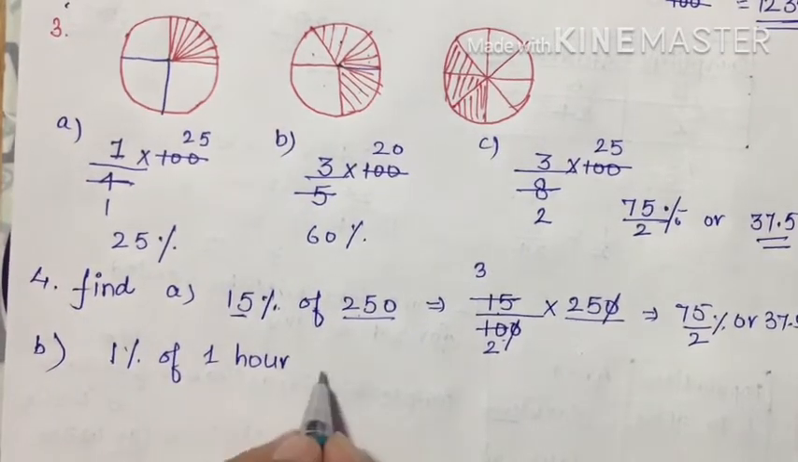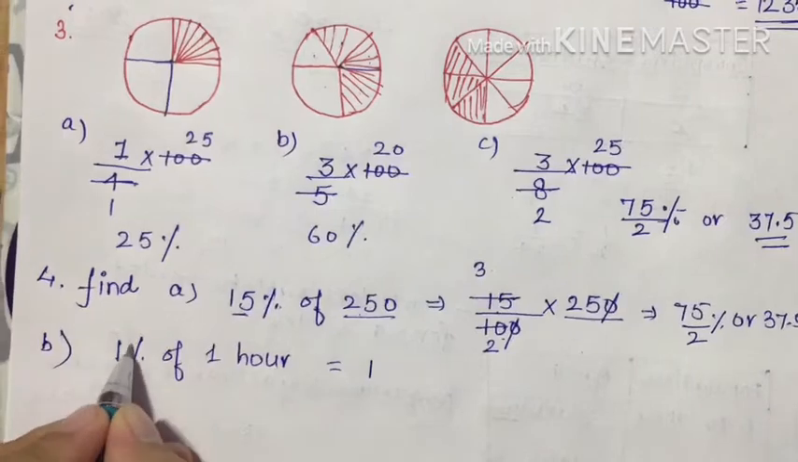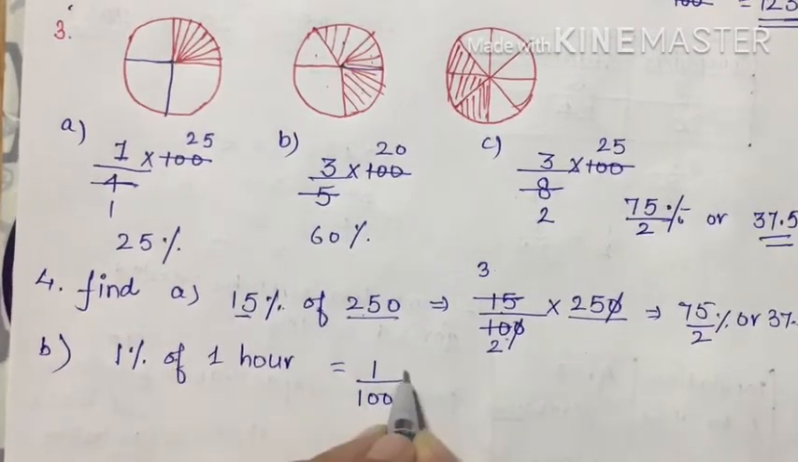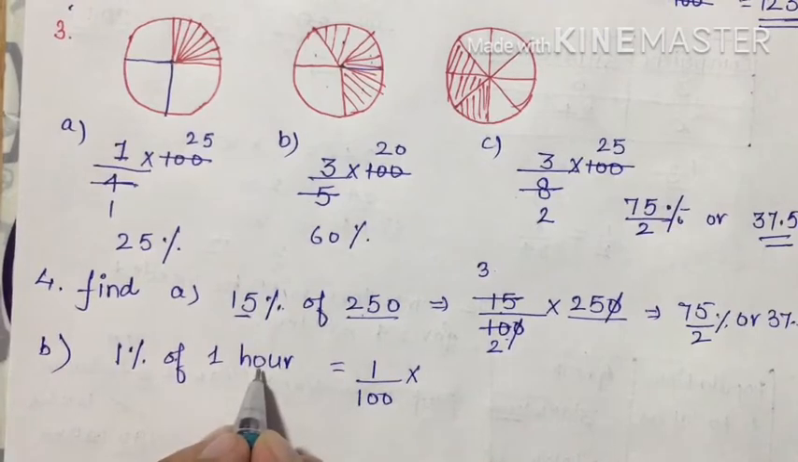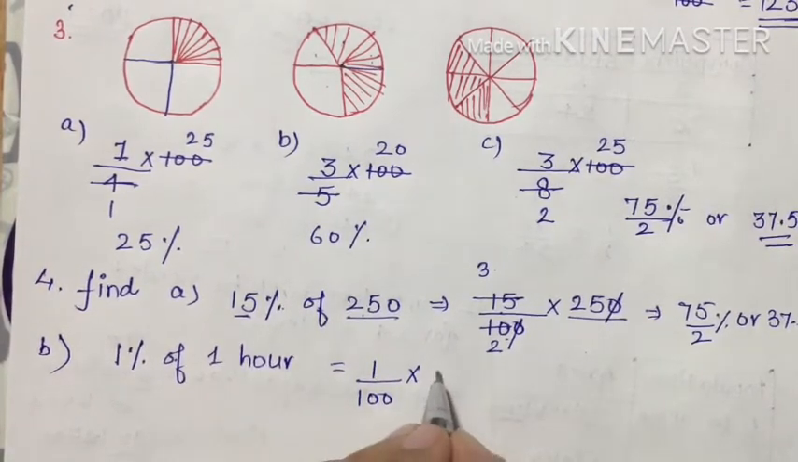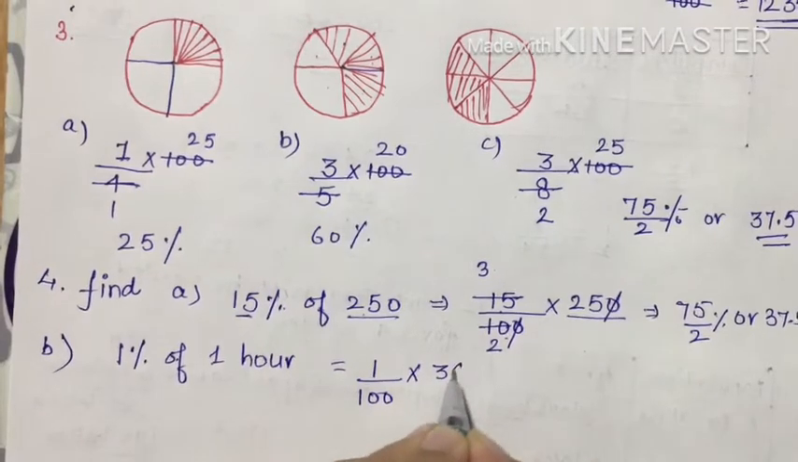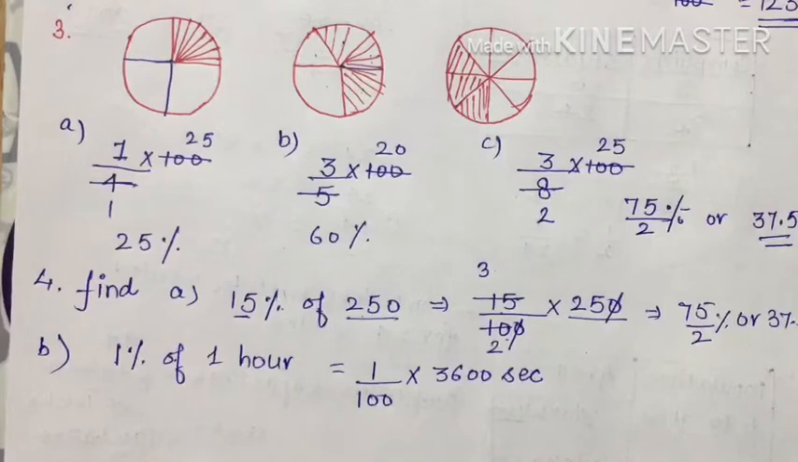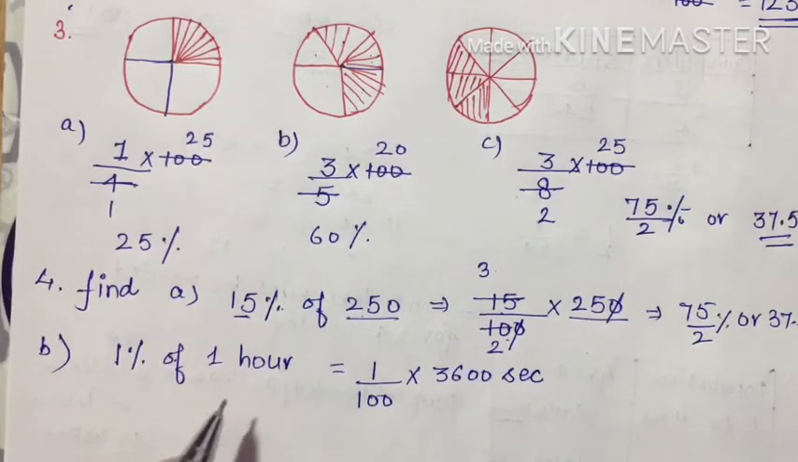Okay, now B part of it, that is 1% of 1 hour. 1% of 1 hour, 1 will remain the same. If you want to remove the percentage, 100 will become our denominator. Of means multiply, 1 hour, we will convert it into minutes, or better we will convert it into seconds. 1 hour equals 3600 seconds. If you want to convert your answer into minutes, then you can get your answer in minutes.